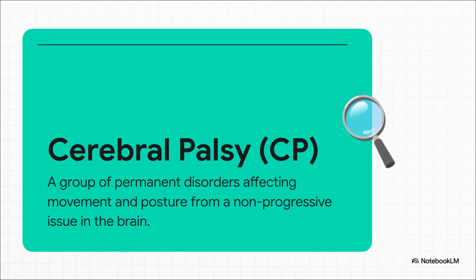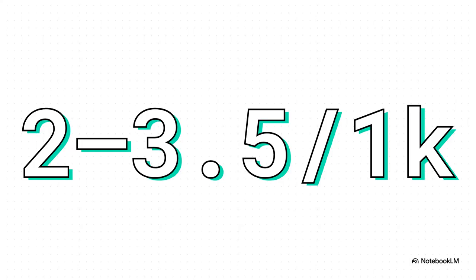But here's the really crucial distinction. That initial event is non-progressive. It doesn't get worse over time. And just to give you a sense of its significance, cerebral palsy is the most common cause of motor impairment in children. In high-income countries, we're talking about 2 to 3.5 out of every 1,000 live births. So this touches countless families.